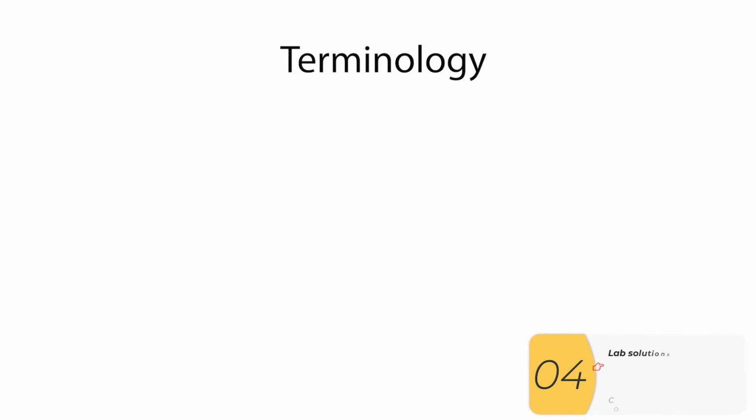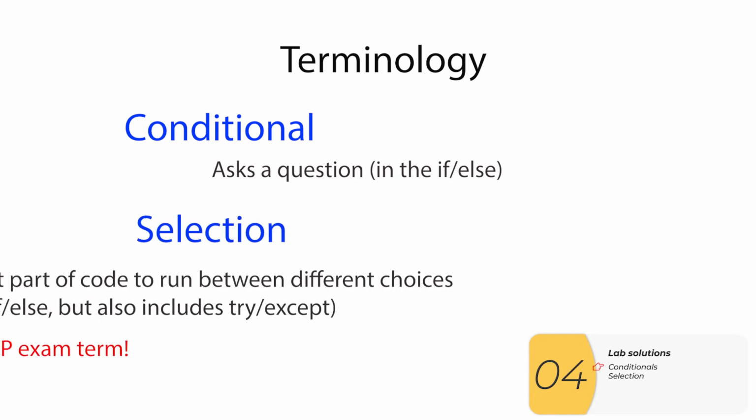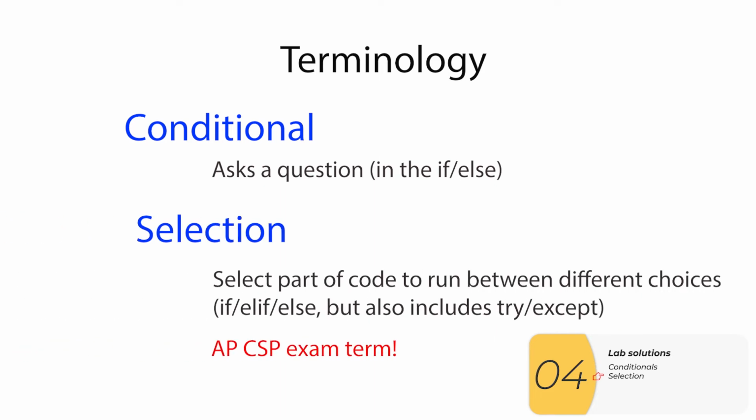Lastly, I just want to go over some terminology. So if-else's are called conditionals. It's because we're asking a question in the if-else, and the code it runs is conditional on what that expression is. For the APCSP exam, you will see another term called selection. It also includes try-excepts, which we're not going to go over here. For the APCSP exam, this term selection will show up. So you want to know that when you see selection, just think if-else's, and you'll be good to go.